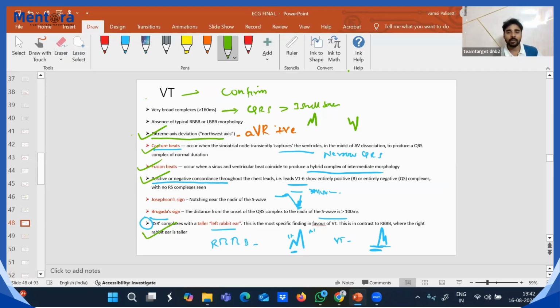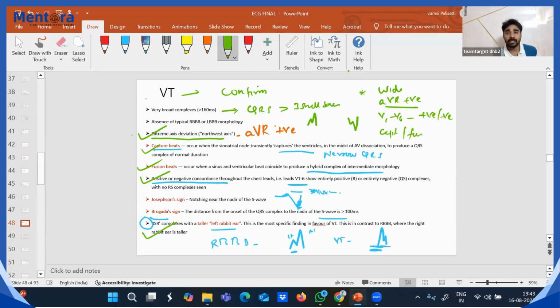So again, I am saying when you want to say VT, definitely you have to have a wide QRS. After wide QRS, you will have AVR positivity. Very important. After this, you can see from V1 to V6, it should be either positive concordance or negative concordance. Then you can say the capture beat is very important, the fusion beat is important. These 5 points you have to say for the exam.